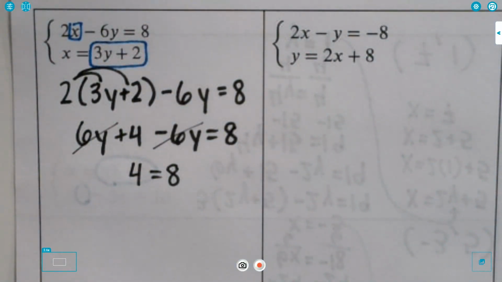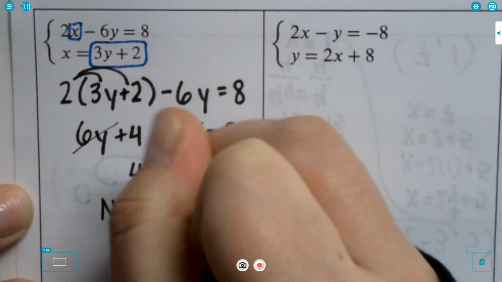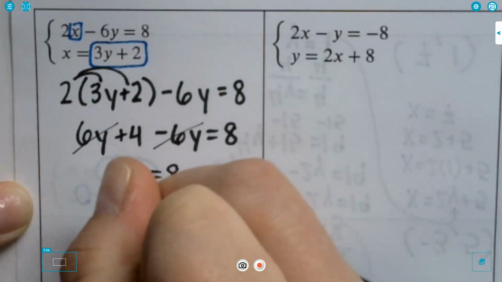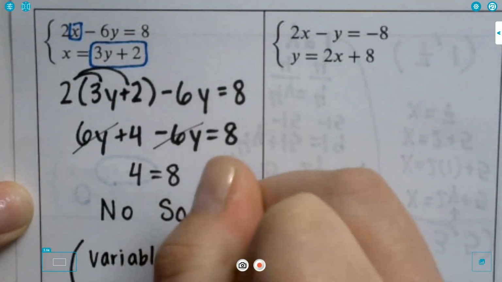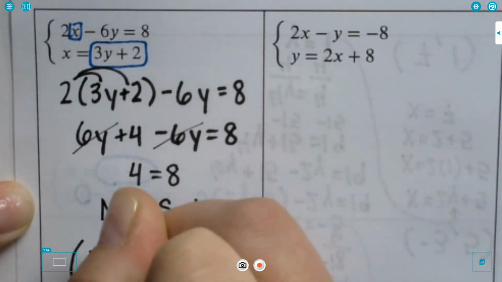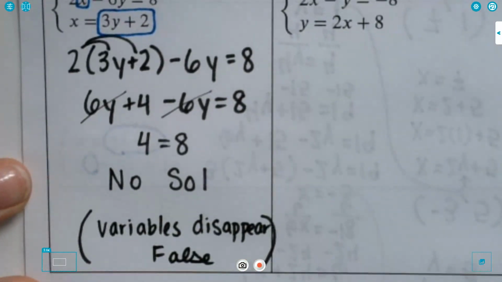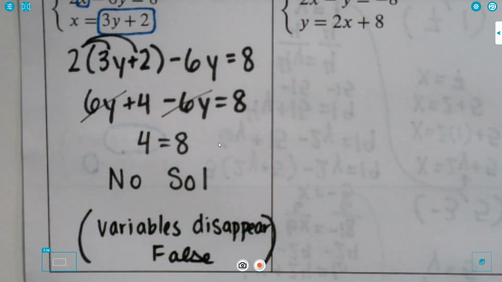Okay. Think all the way back to unit 1. I think it was 1.6 or 1.7. If our variables cancel out and we are left with a false statement, how many answers do we have? None. So this is no solutions for this system. If you want to write a note to yourself as to why, it's because our variables disappear or cancel, you can call it whatever you want, and you are left with a false statement. So if your variables disappear and you are left with a false statement, you are going to have no solutions.